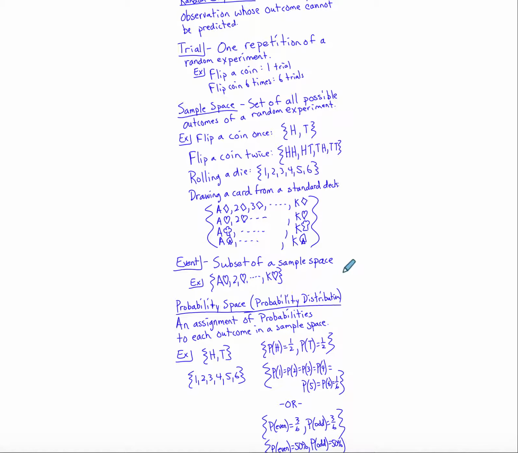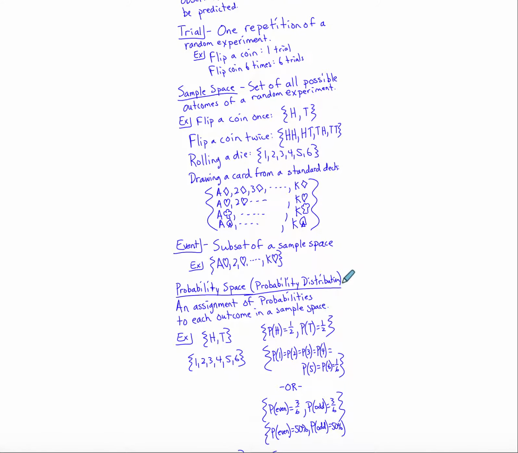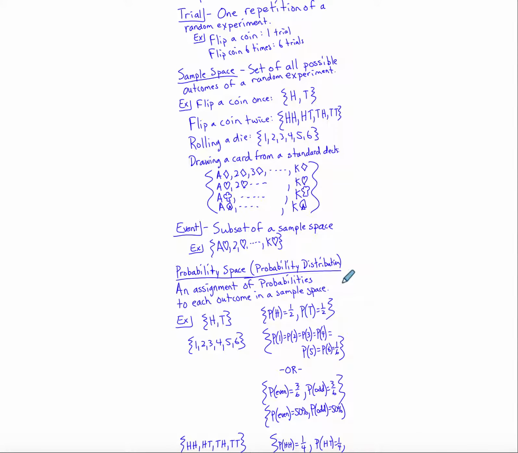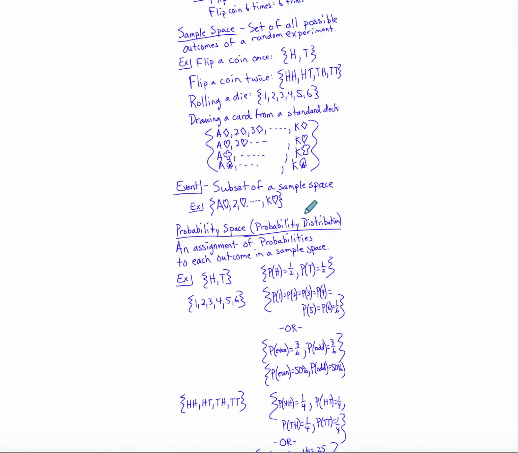We will be looking at what we call events. An event is a subset of that sample space. In other words, I may only care about getting a heart. Then I would list all the ways to get a heart. When I'm flipping a coin, I may only want to look at getting 2 heads, so I'd list those 2 heads. Then what we want to do is come up with what we call a probability space or probability distribution. That's an assignment of probabilities to each one of the outcomes in the sample space.